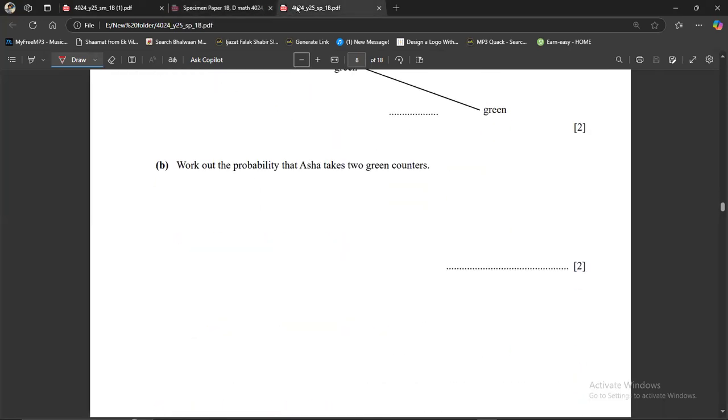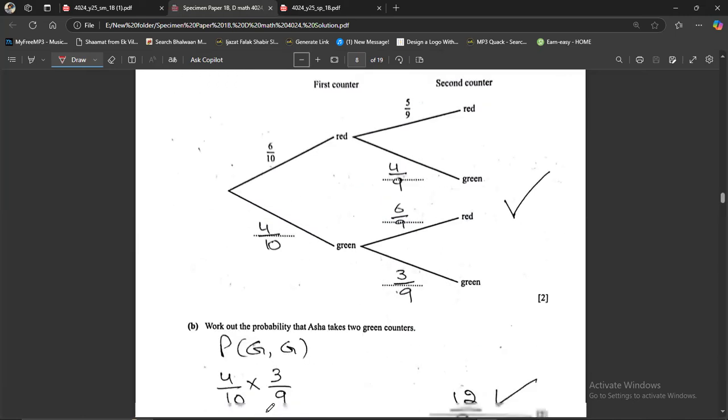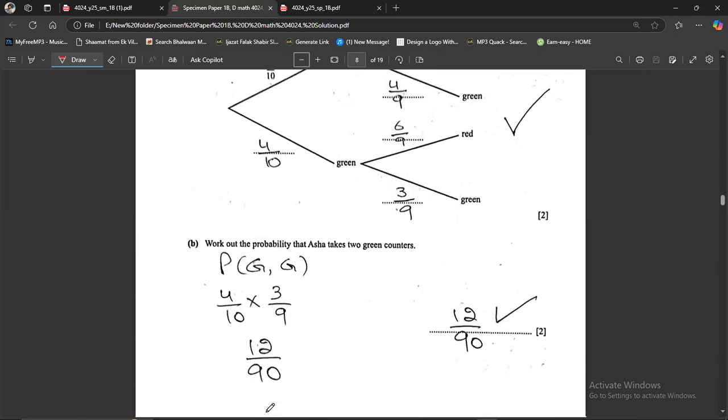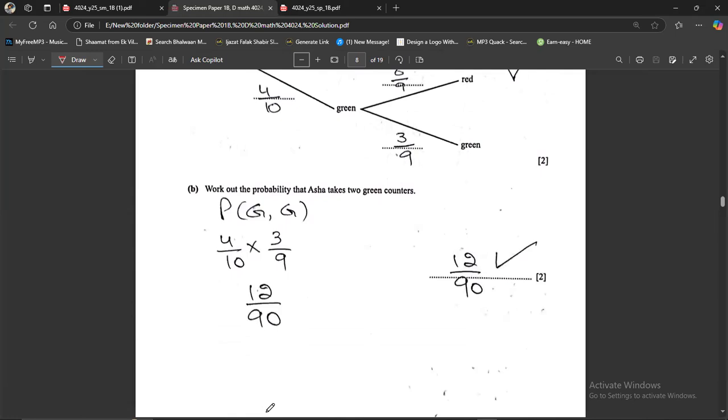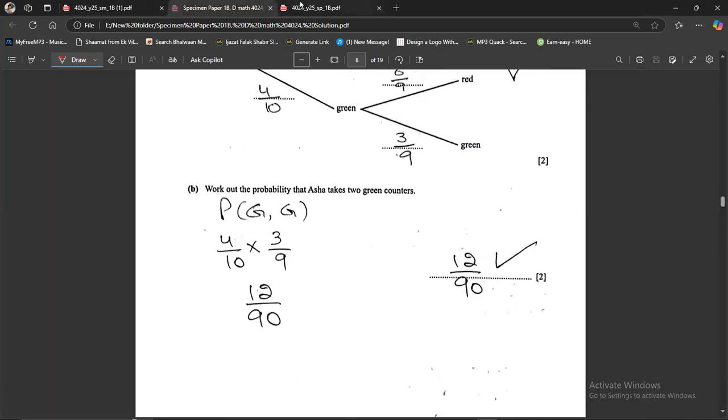Question number 11, B part. Work out the probability that Asha takes 2 green counters. Getting 2 green counters means the probability of getting green, green. So you will multiply 4 by 10 with 3 by 9. That's 12 by 90. 12 by 90 is the right answer, sir. This is how this is done.